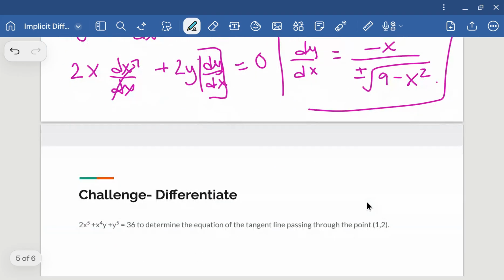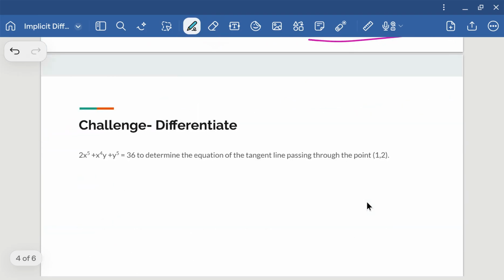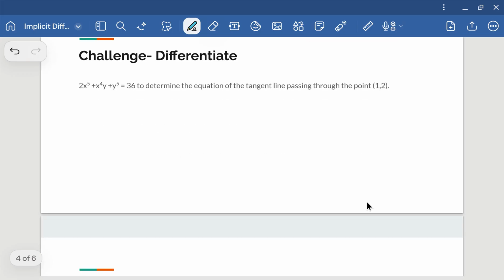Now, this very last one is a very challenging one because there's lots of parts to it, but we're going to still do the same thing. We wanted to figure out the derivative, and it says the equation of the tangent line through this point. So we know that if we take the derivative, we're going to get the slope, right?